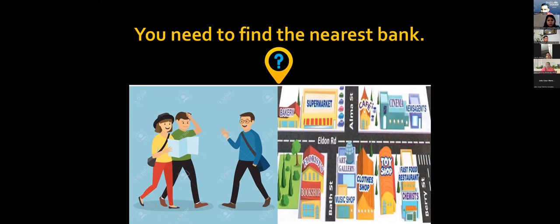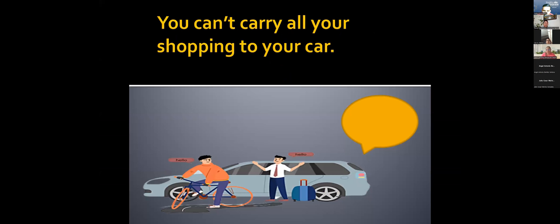Okay, you need to find the nearest bank. How would you make the indirect question? Do you know where is the nearest bank? Where the nearest bank is. Yes. One more time, please, Mr. Angel. Do you know where the nearest bank is? Perfect. Excellent.